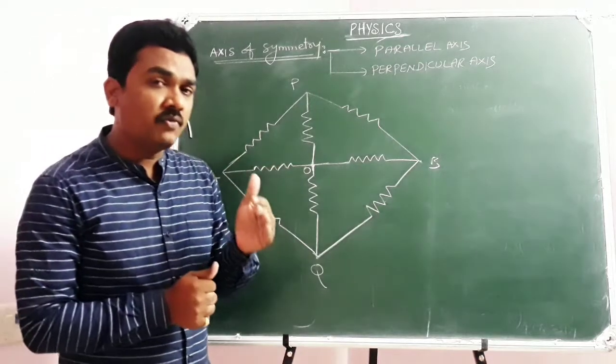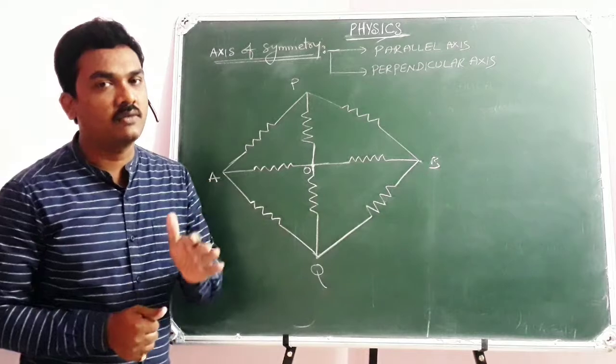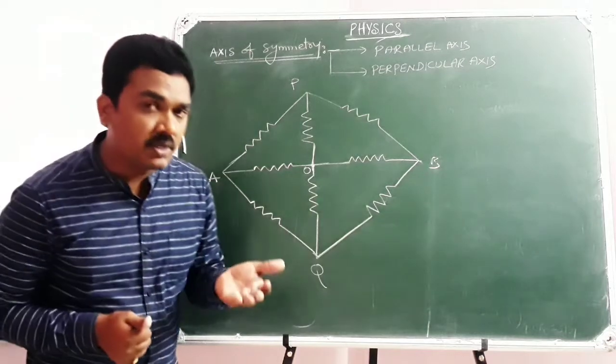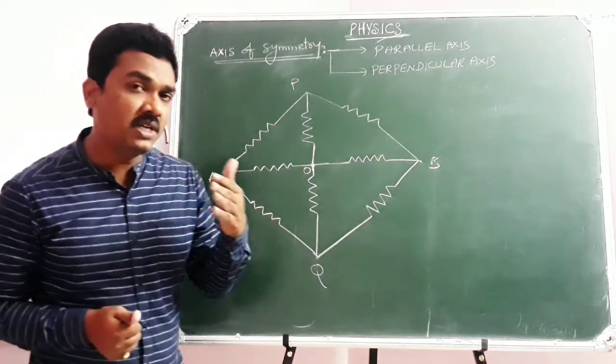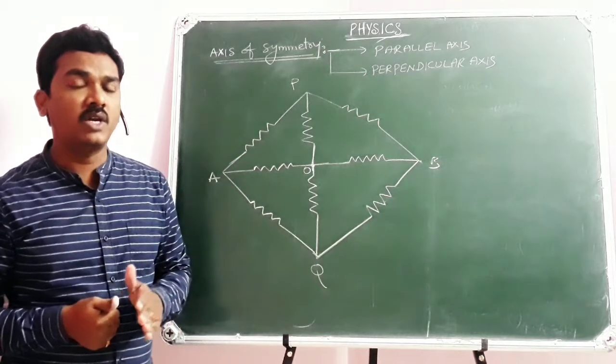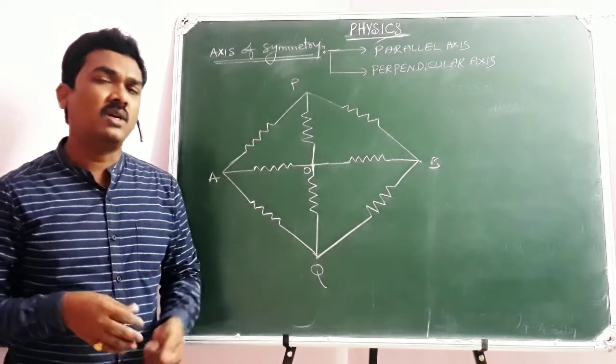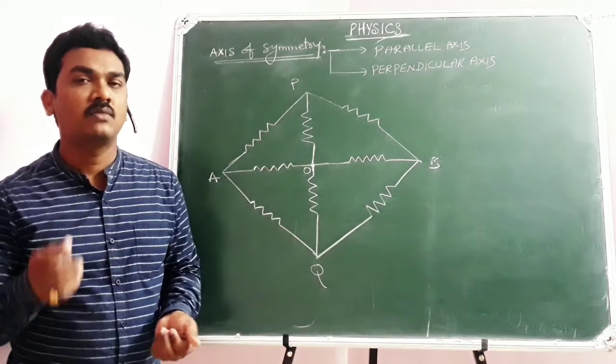If you have axis of symmetry in the direction of current, then it is a parallel axis of symmetry. If axis of symmetry is perpendicular to the direction of current entering into the circuit, then we call it a perpendicular axis of symmetry. So what is meant by axis of symmetry?